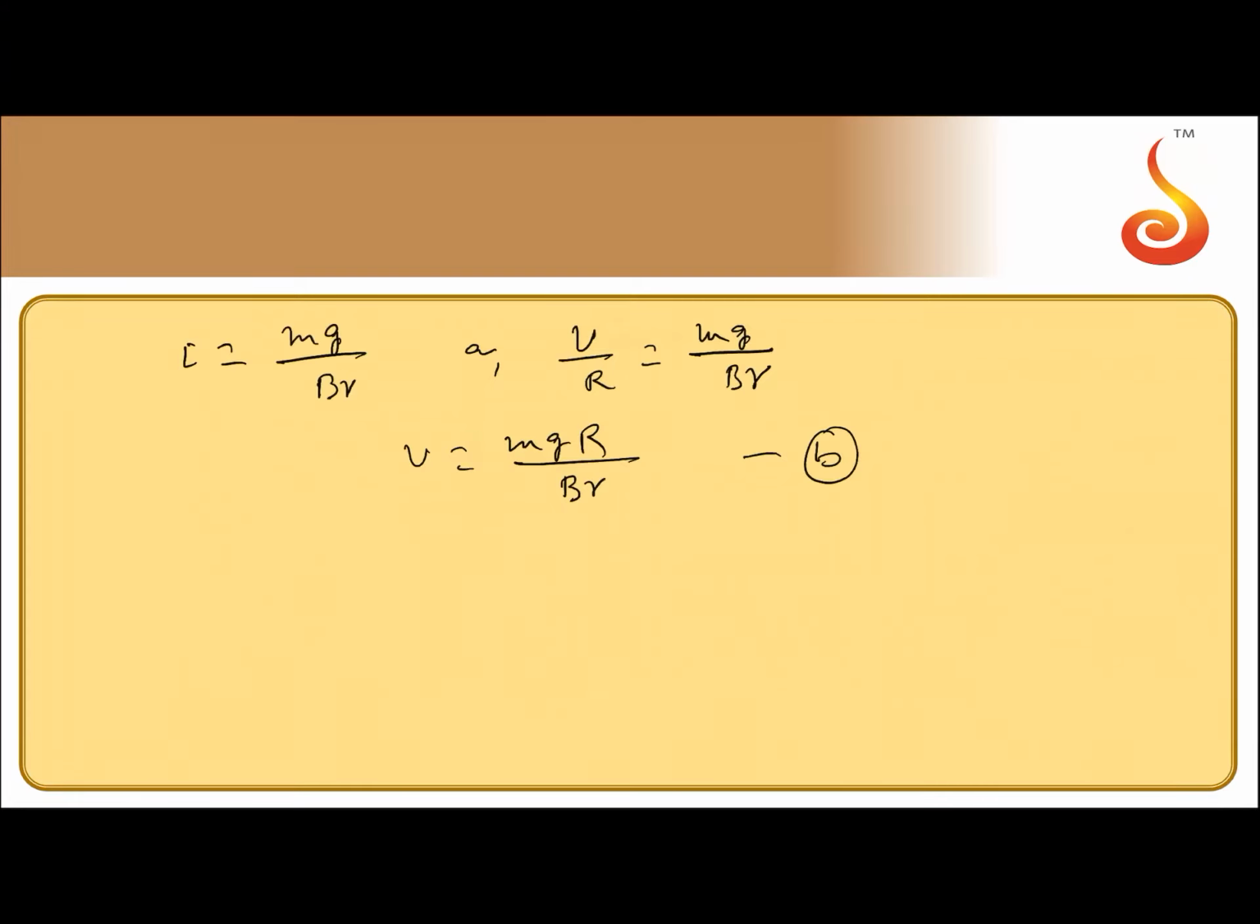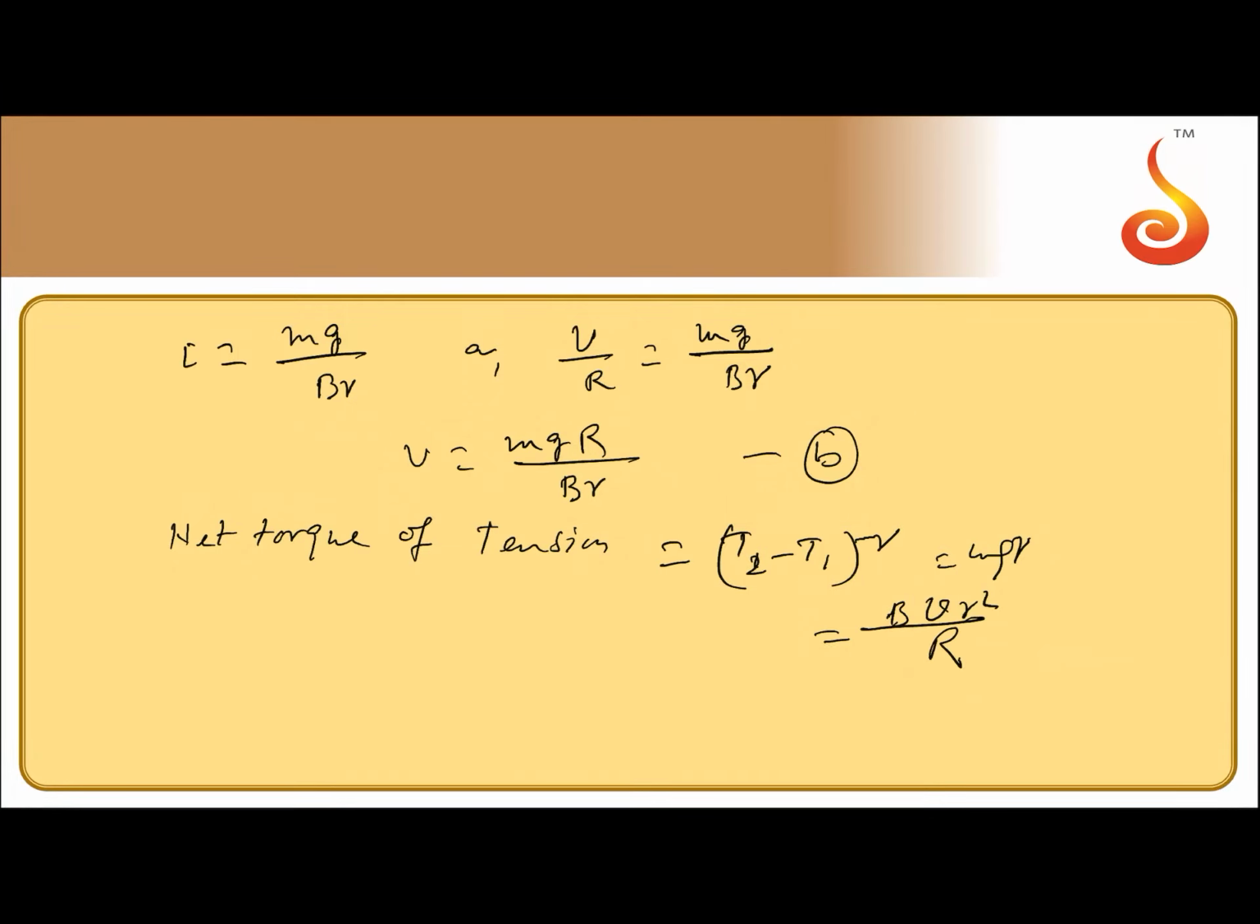So net torque of tension will be T2 minus T1 into R, mgR. So this will be equal to BVR square by R. This also is option B. This we solved.